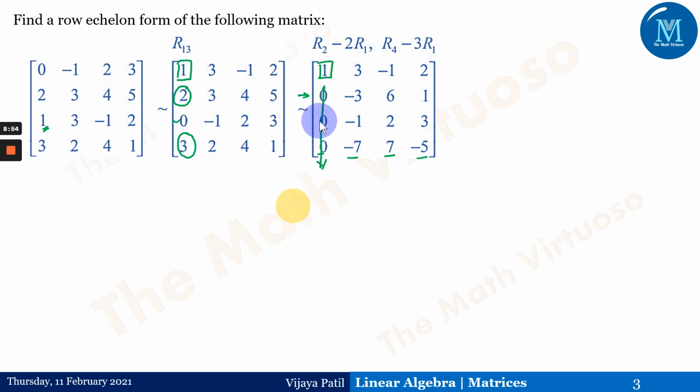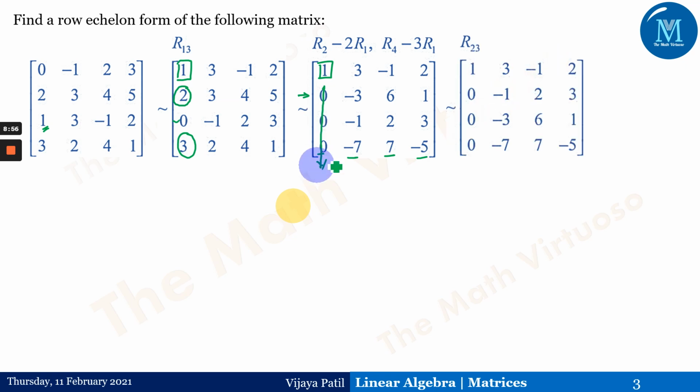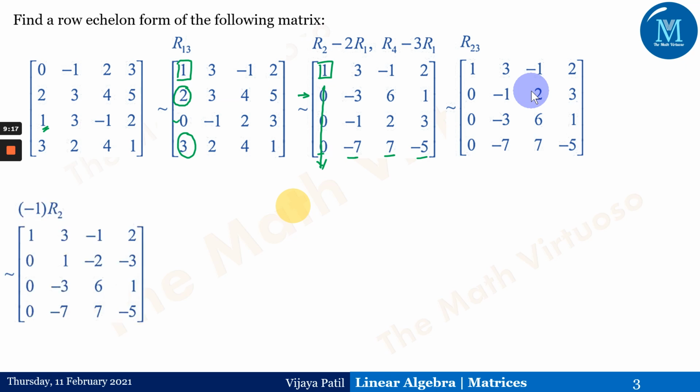What would be my next transformation? If you observe here, rows number 2 and 3 need to be exchanged, because I need a leading 1 here in the place of 3. That is the reason we have shifted this row up. So R2 and R3 exchange will give us this transformation. Now after this, I want a leading 1 here, so minus 1 times R2 will give us this leading 1. So we have got a leading 1 here, and below that 0.